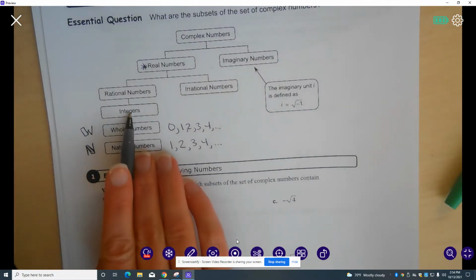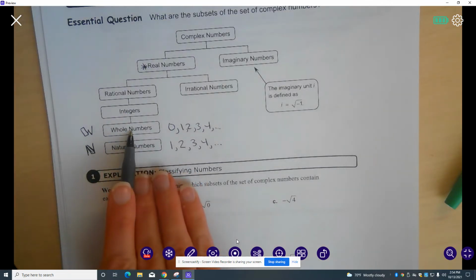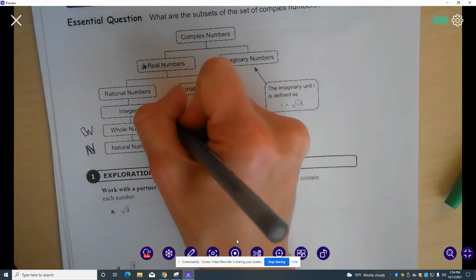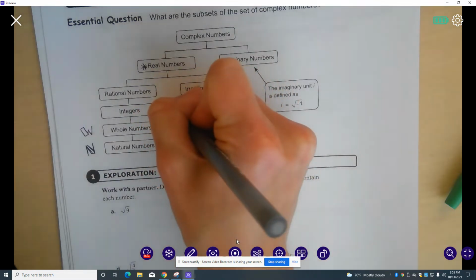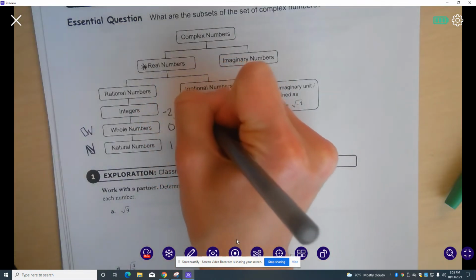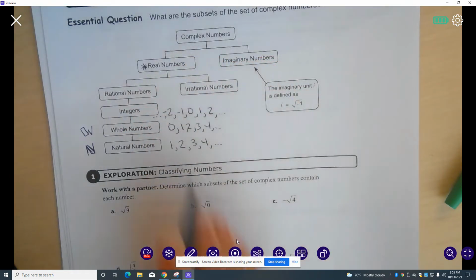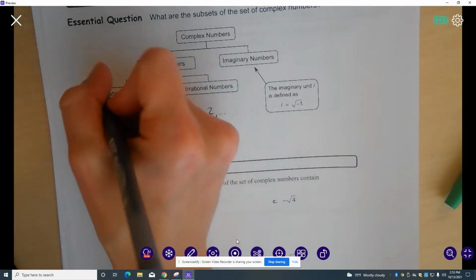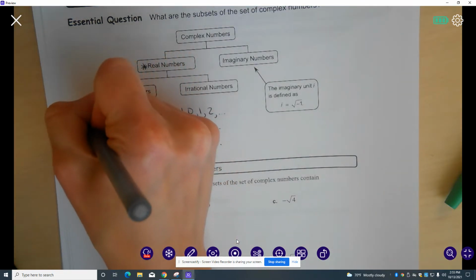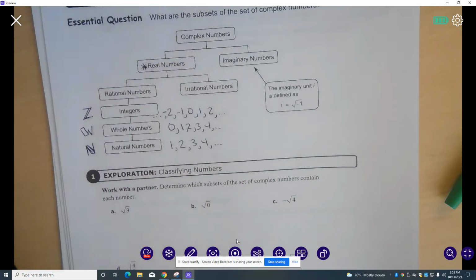Then we have integers, and integers include all of the whole numbers and negative numbers. So negative whole numbers. We're talking about -2, -1, 0, 1, 2, and so on, and it goes forever in both directions. For integers, we'll use an uppercase Z to describe the set of integers.